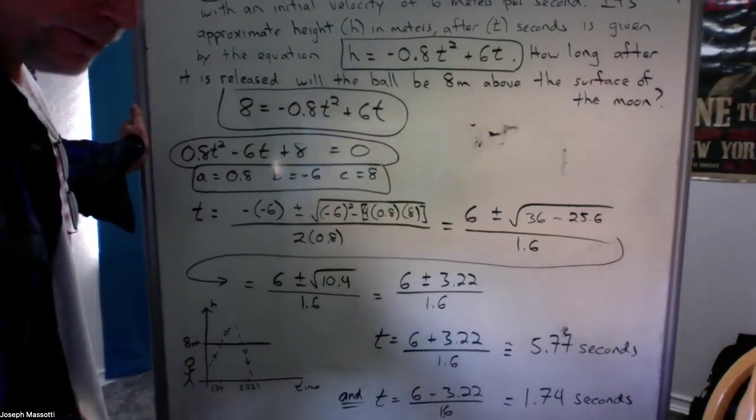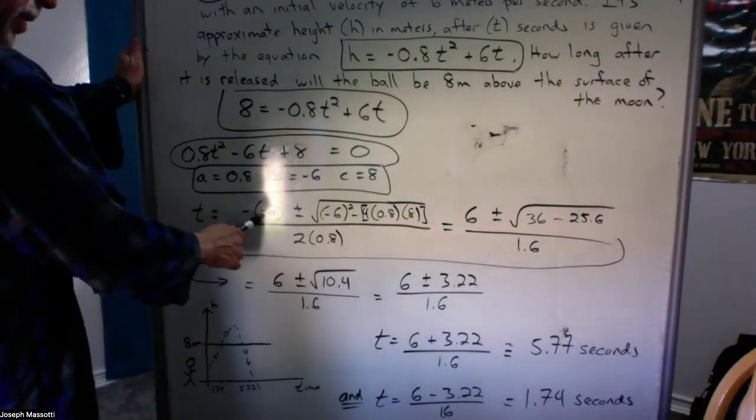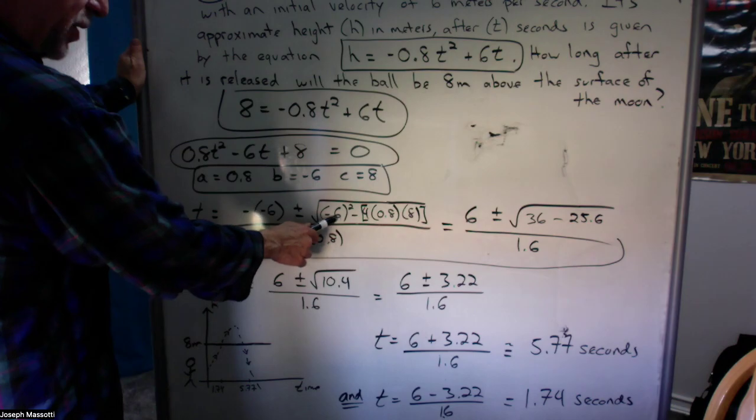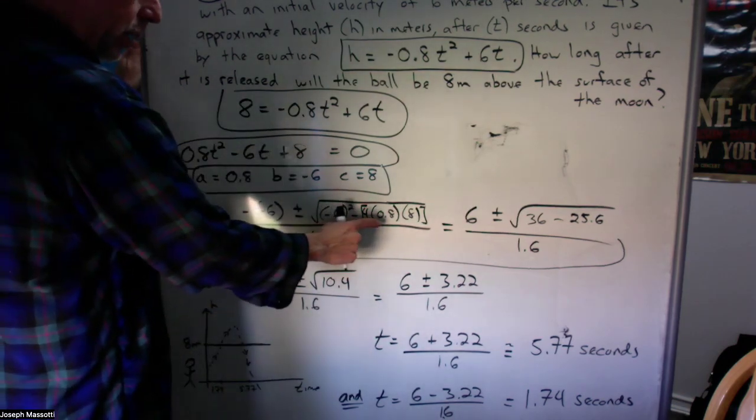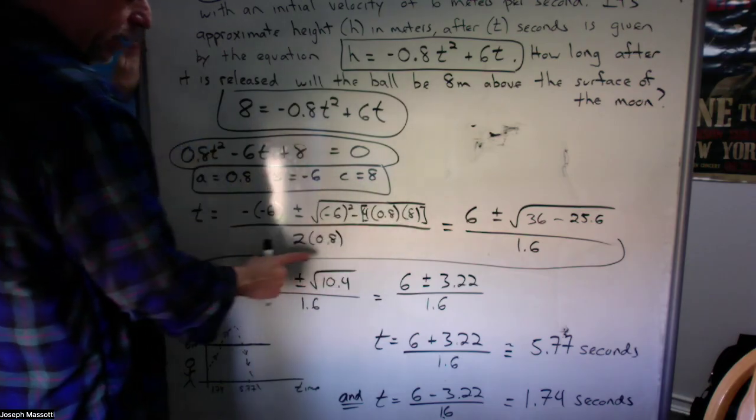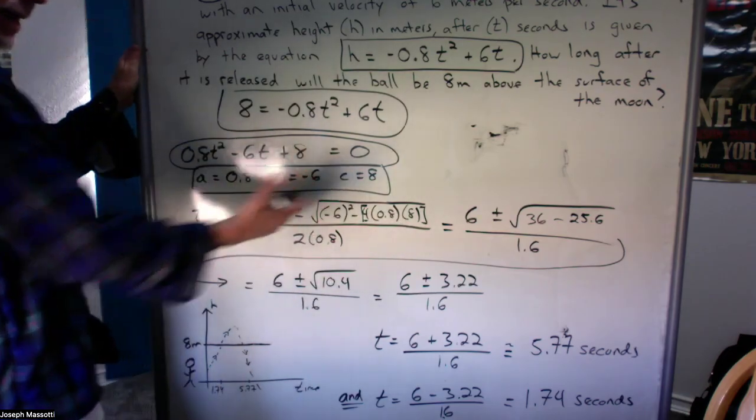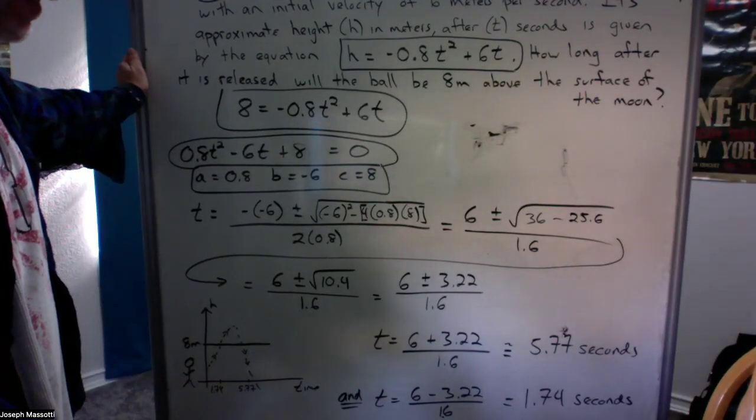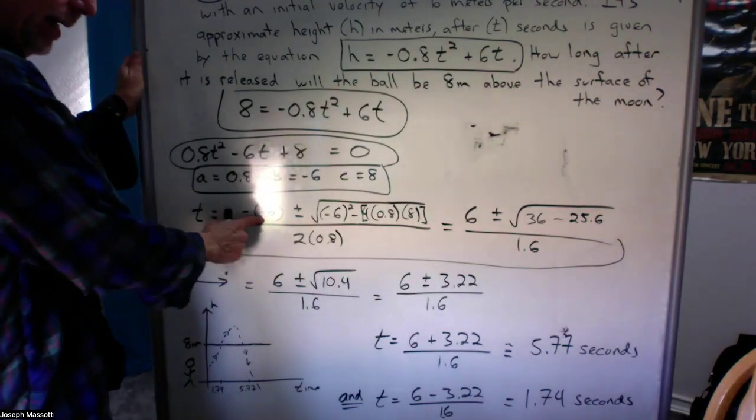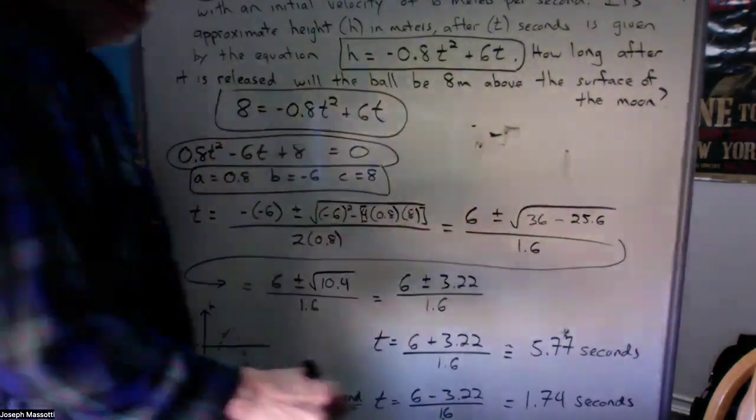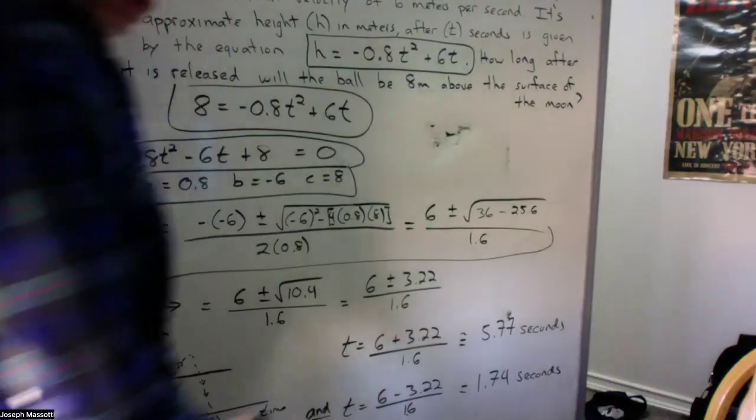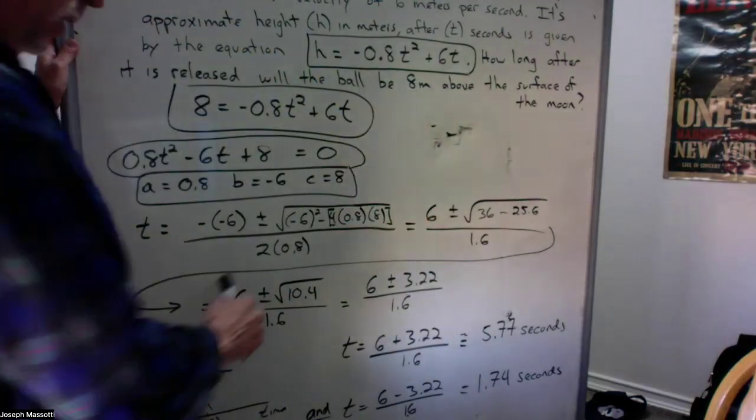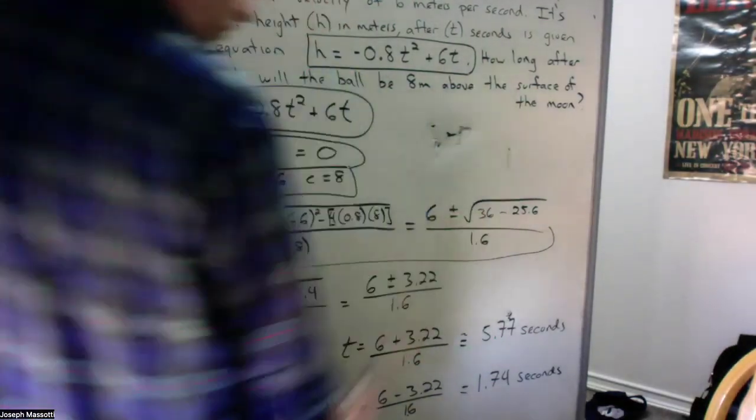plugging it in to the quadratic formula. So negative b plus and minus the square root of b squared minus 4ac over 2a. And then it's just about paying attention to details, doing one thing at a time, breaking this down until you get your answer. So a negative 6... so the negative 6 becomes positive 6. Negative 6 squared is positive 36.